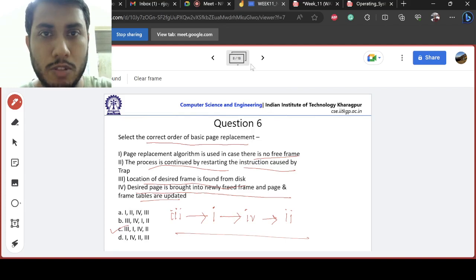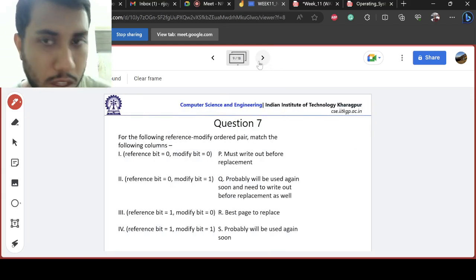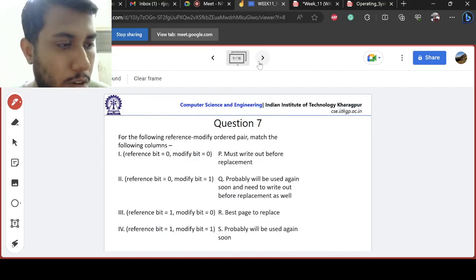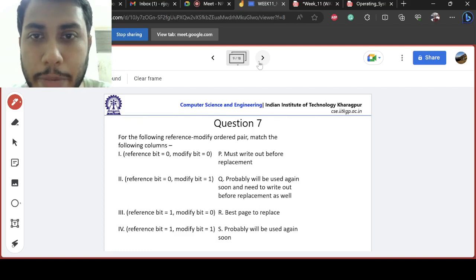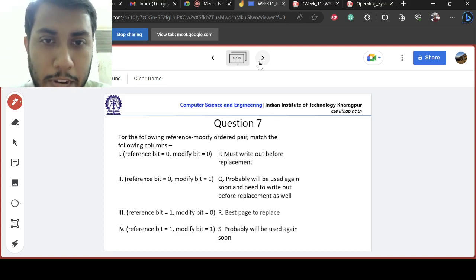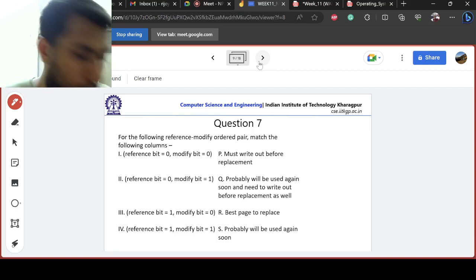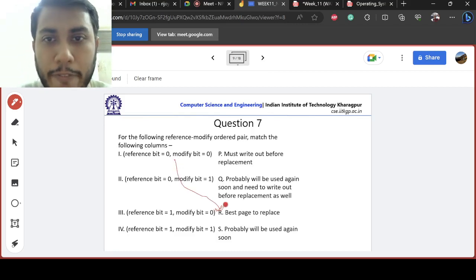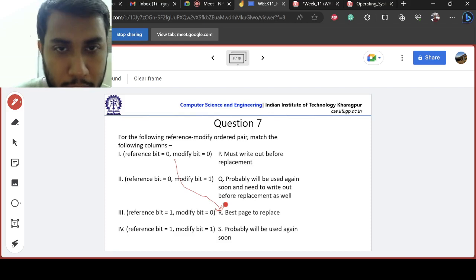Okay, so let's go for the next one. We have to match the following. Reference bit 0, modify bit 0. That is the best page to replace, right? Which we have done. Reference bit 0, modified bit equals 1. Must write out before replacement, right? So that will be P.